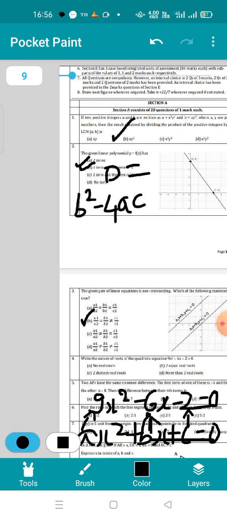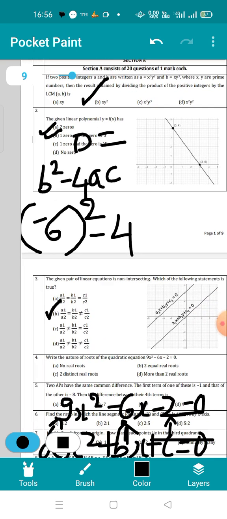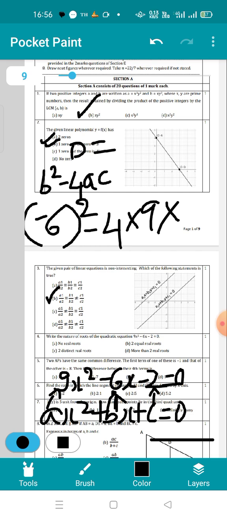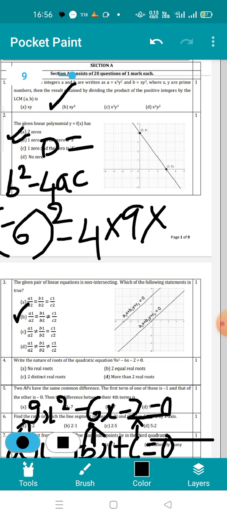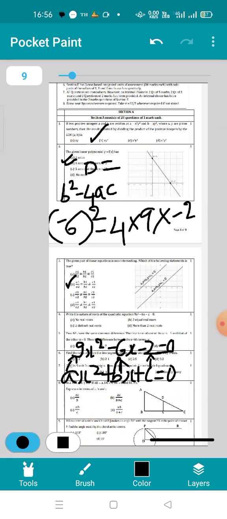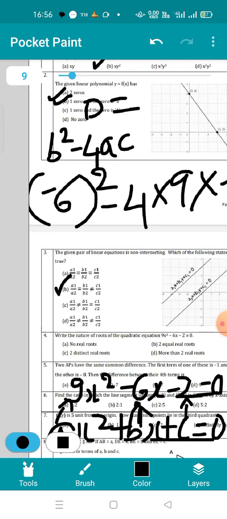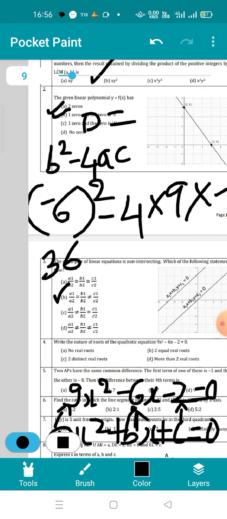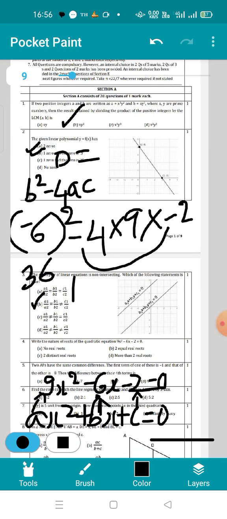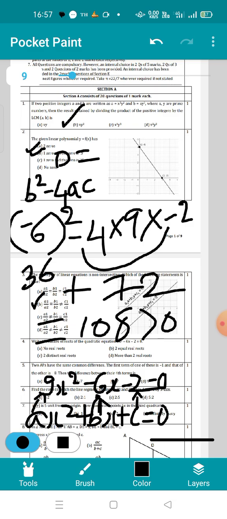Now the value of b is -6, so I'll substitute b as -6 here, but it needs to be squared, so (-6) square minus 4a. The value of a is 9, and the c value is -2. So (-6) square is 36. Minus into minus will be plus. 4 nines are 36, and 36 into 2 will be 72. It will be 36 plus 72, which is 108. 108 is greater than 0.